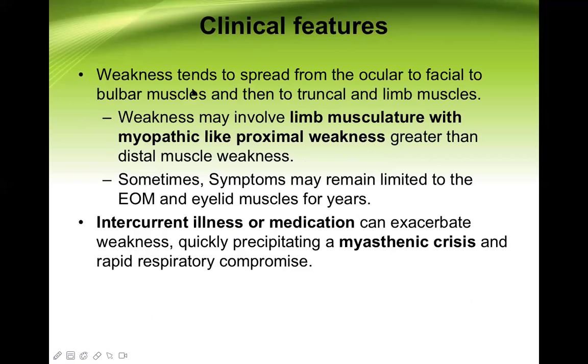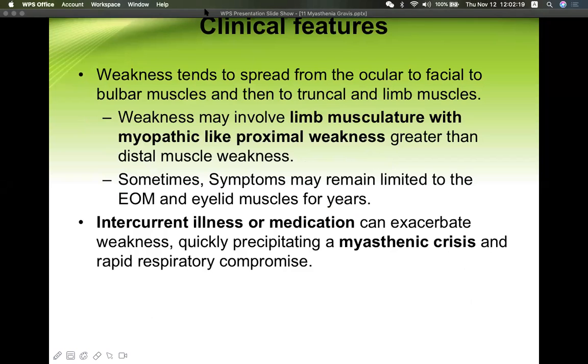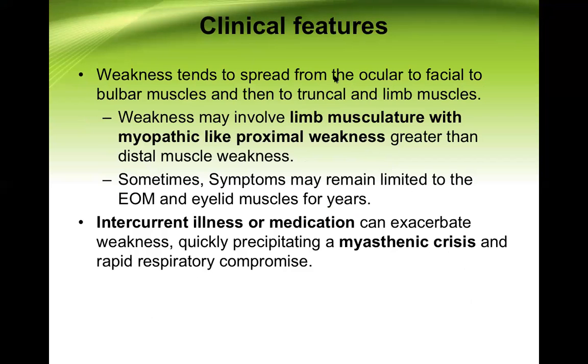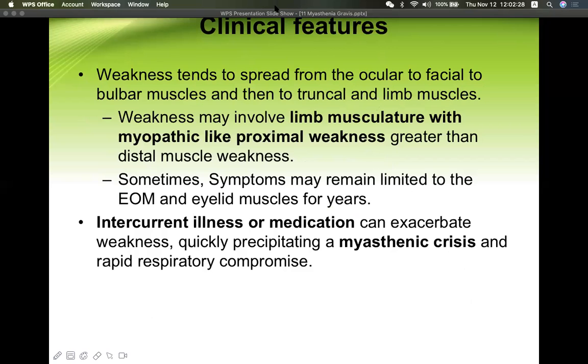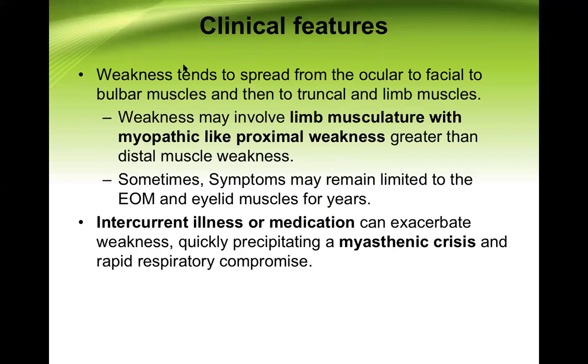Let's move on. The weakness tends to spread from the ocular to facial to the bulbar muscles, and then it will move distally to the trunk and the limb muscles. So see there, this is a very typical spread. It tends to spread from the ocular first to the facial and bulbar muscles, and from there to the truncal and limb muscles.